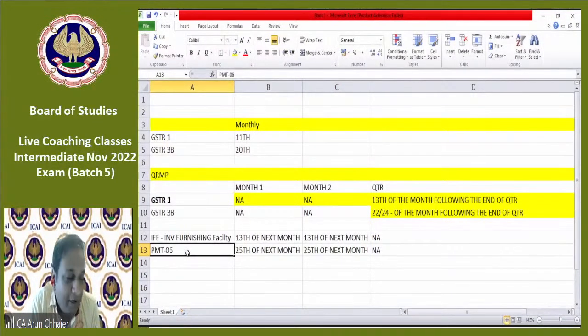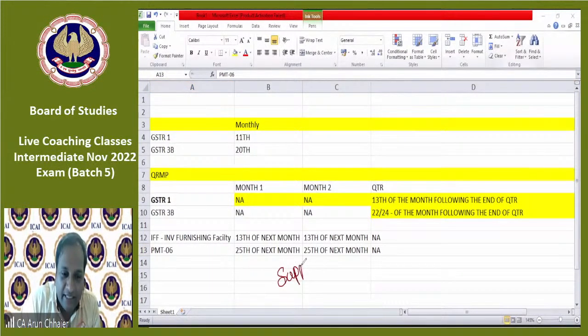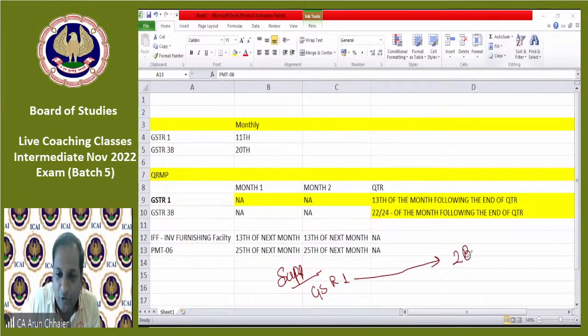ITC is available only when the supplier files which return? GSTR 1. And it should be communicated in the GSTR 2B.